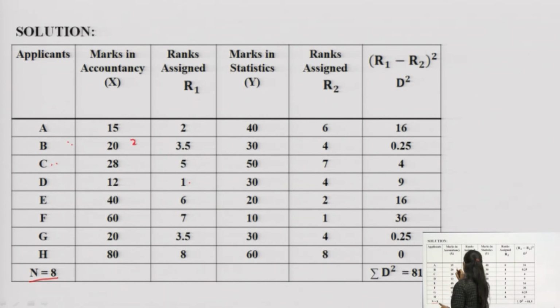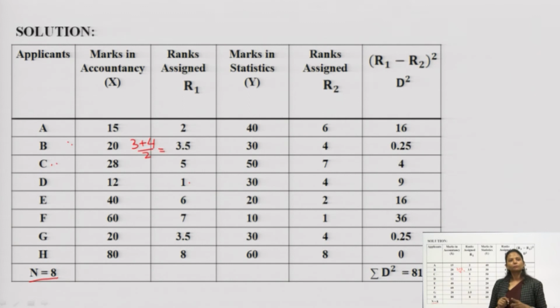So, I am supposed to do 3 plus 4 divided by 2, which gives me 3.5. So, the rank I am supposed to give to B and to G is 3.5. Now, I am not supposed to give the fourth rank, because the fourth rank I have already used here. I am supposed to go to the fifth rank now.